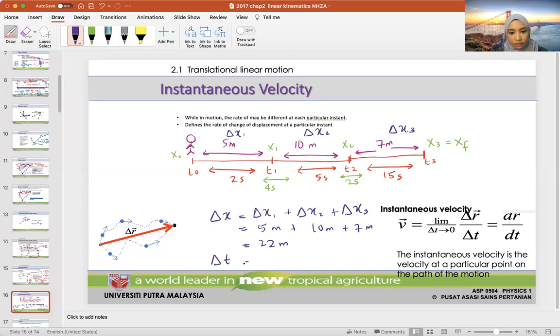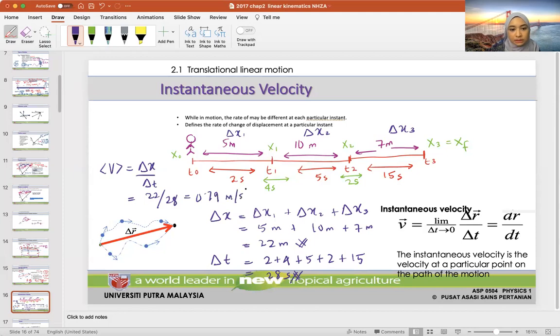Kita tengok. So it's 2 plus 4 plus 5 plus 2 plus 15 seconds. So that is 6, 11, 13, 28. Okay, 28 seconds. So this is the total time. So here easily dah tahu what is the average velocity here. The average velocity is delta x over delta t, which is 22 over 28. 22 over 28 gives me 0.79 meter per second.